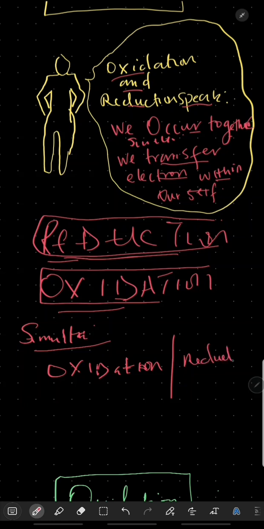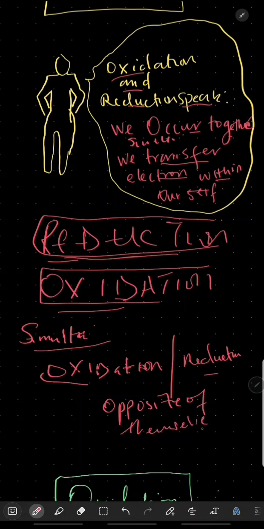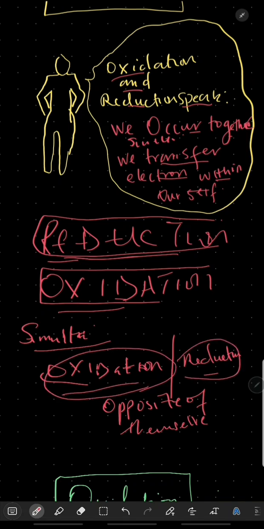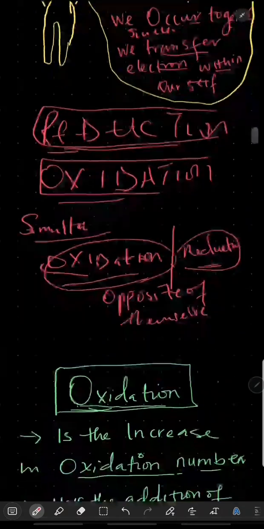It is very good that you understand that oxidation and reduction occur at the same time, but they are not the same thing. They are simply opposites of each other. Once you know oxidation, just know that the opposite of it is reduction. So let's look at it.